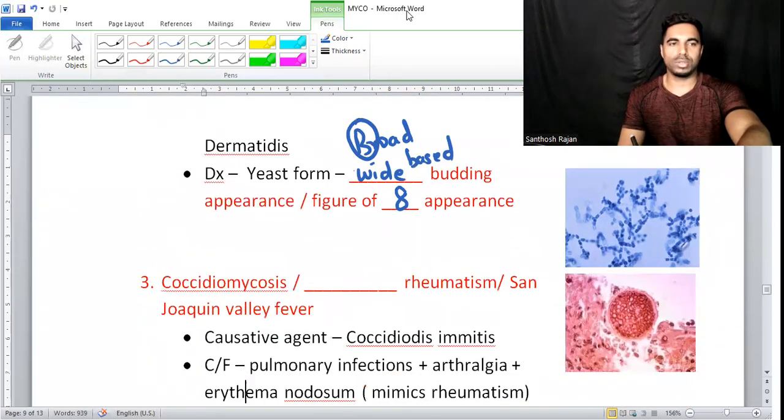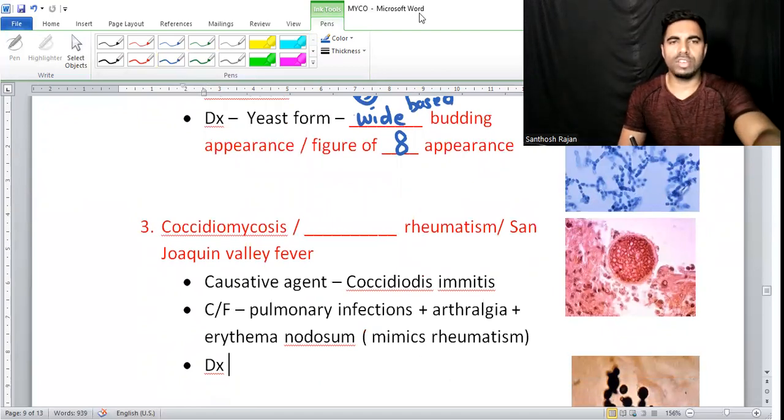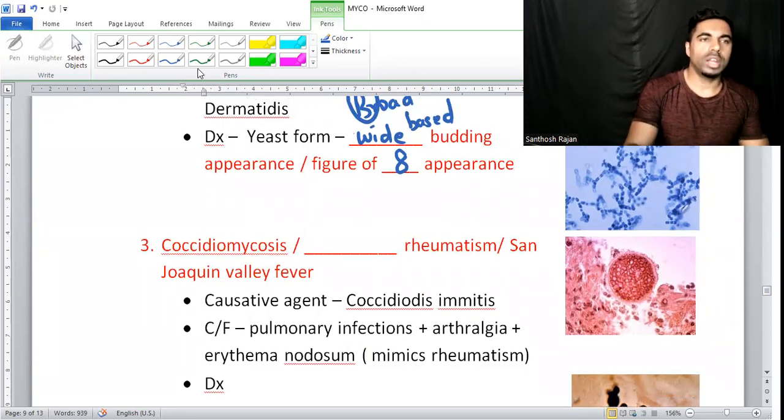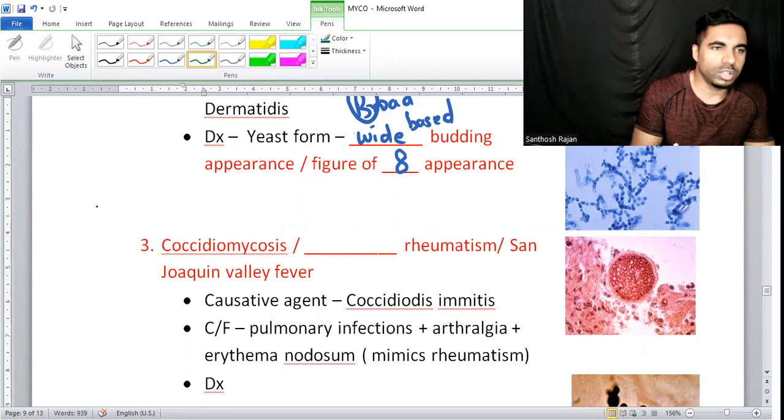Now, next, go to coccidioidomycosis. This disease looks very similar to something else; here are these pictures on your side. If you see these pictures, you can have really nice questions from here. It's very interesting. So coccidioidomycosis, here is how I'll remember: there is a cock, a good cock we'll make.